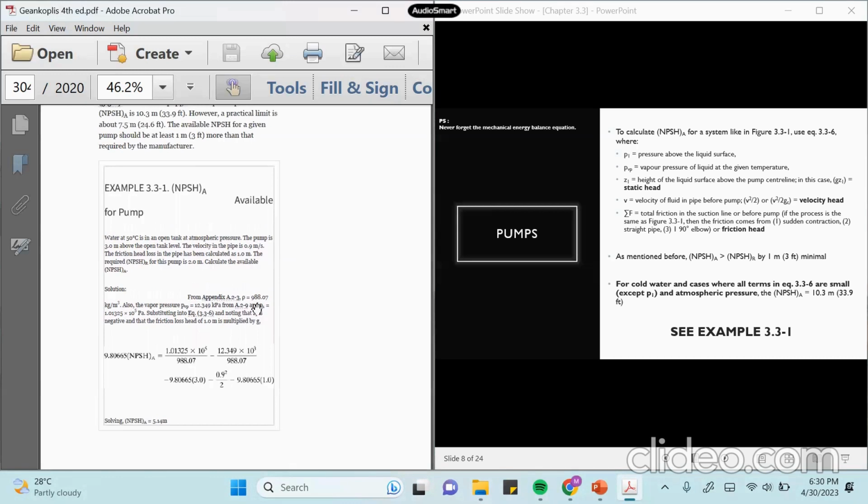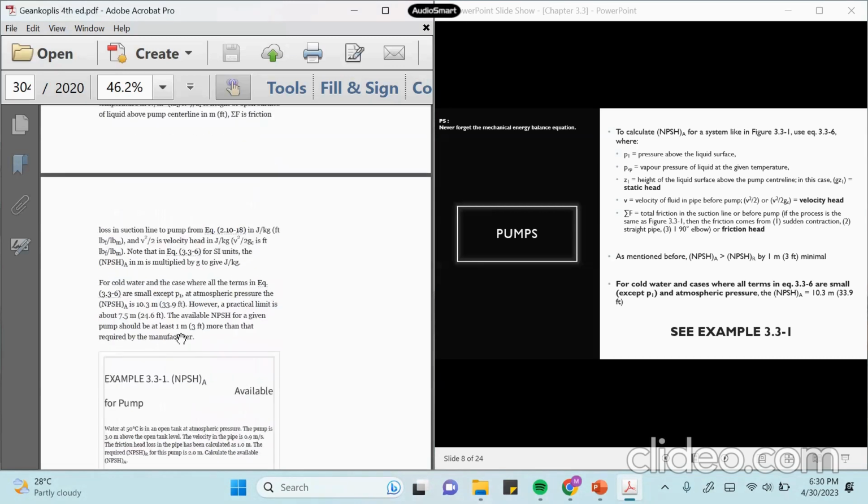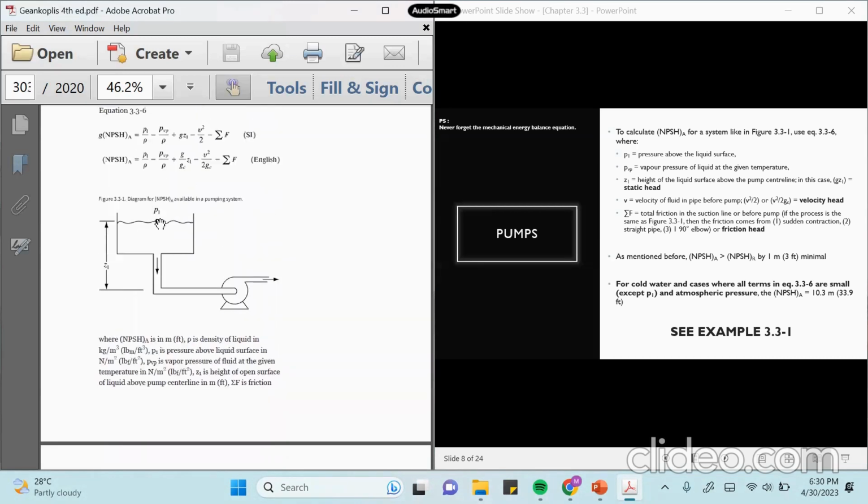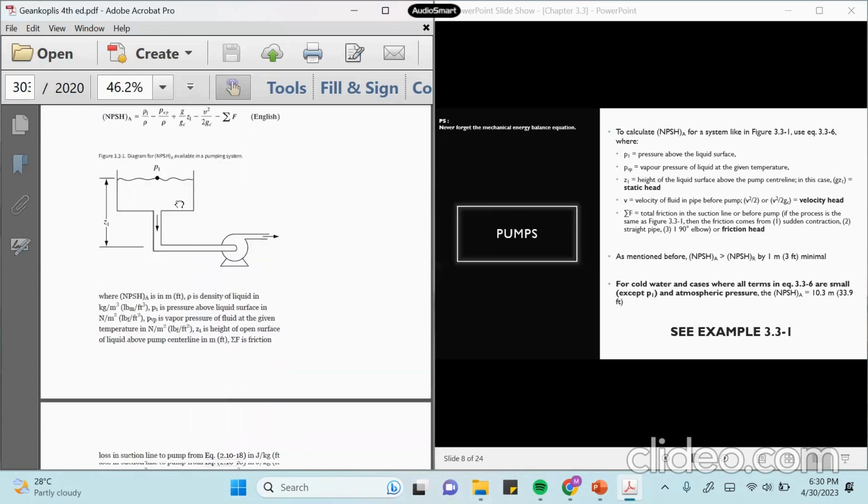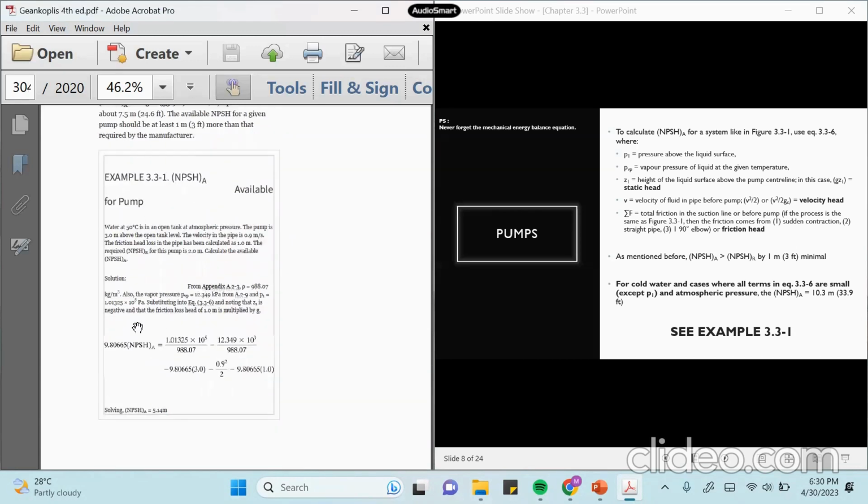And P1 is 1 atm. Why? Because it's an open tank, open to the atmosphere. So P1 is 1 atm. We convert it to Pascal, and then we substitute all the known values into equation 6.